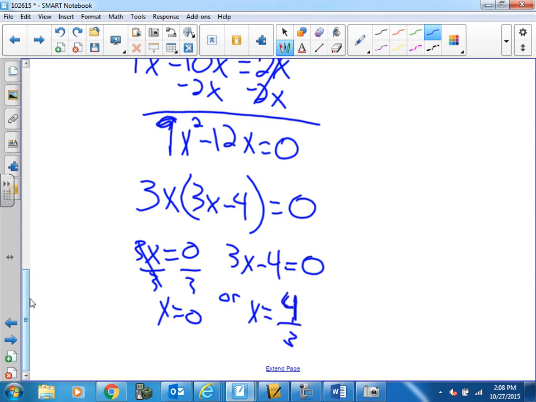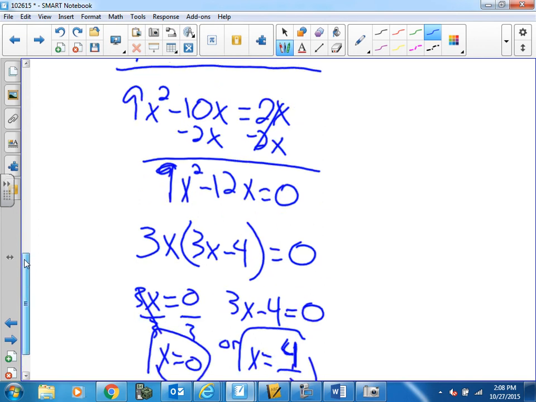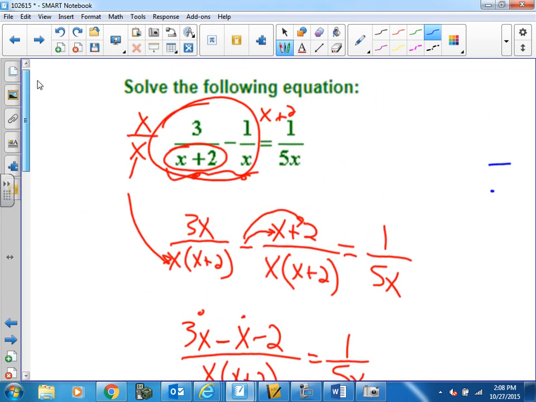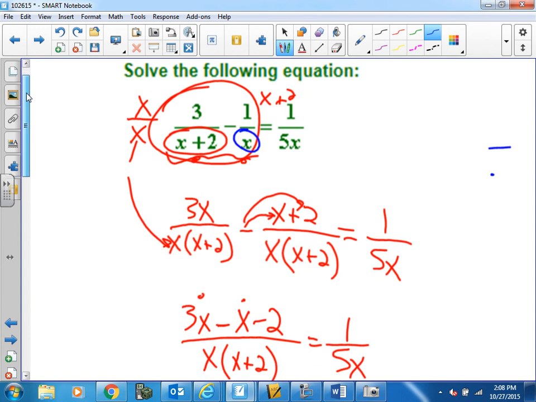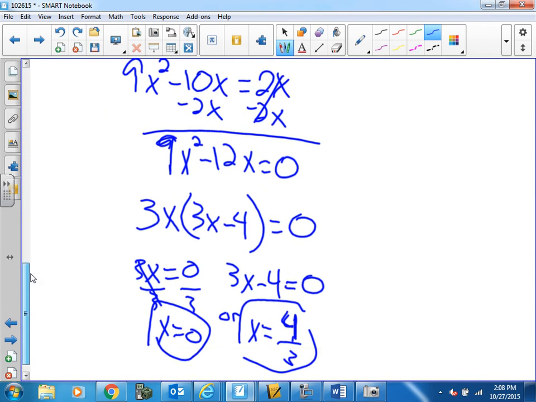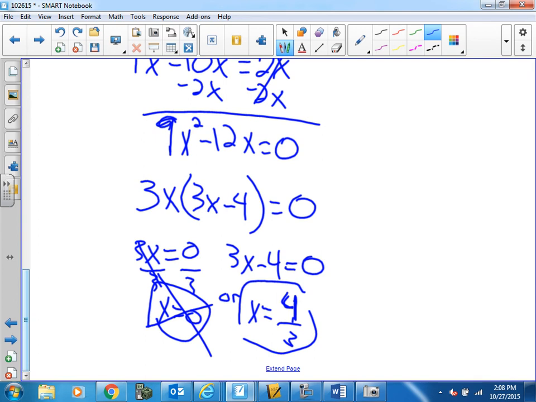Because I have to add the 4 divided by the 3. Hopefully you already saw that. Now, if you check our 0 again, put it back in, it's going to make that middle fraction undefined. So this is not a solution. So our solution is 4 over 3.